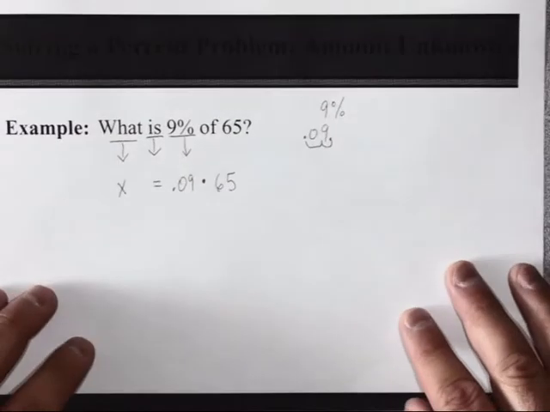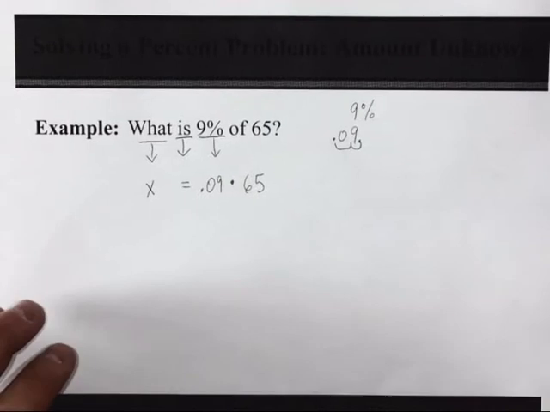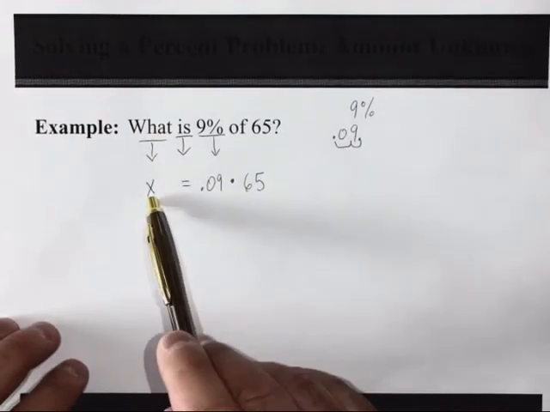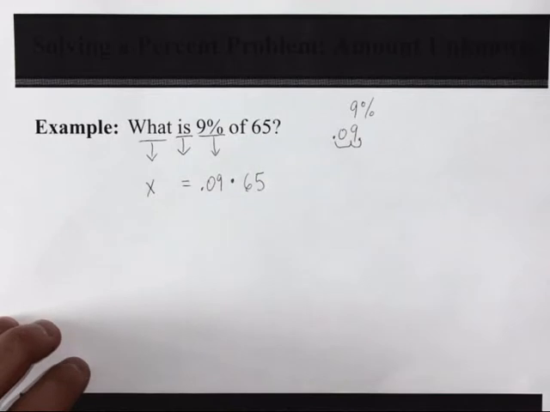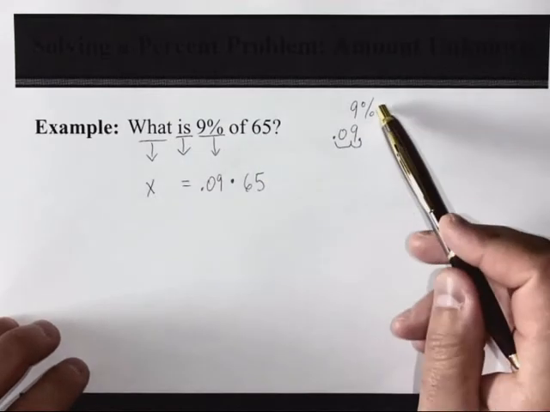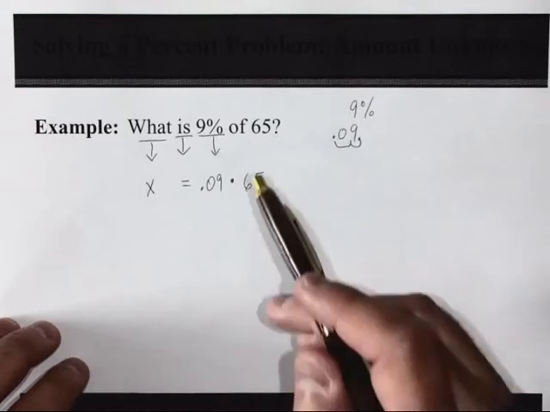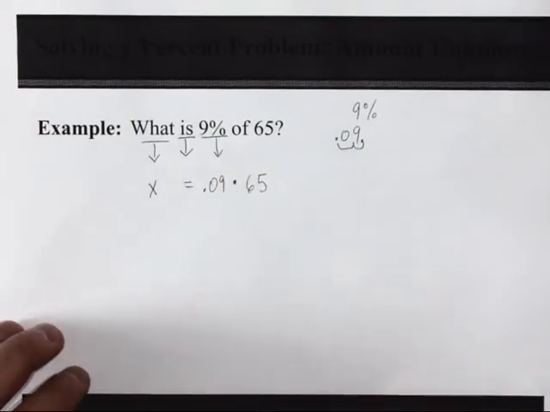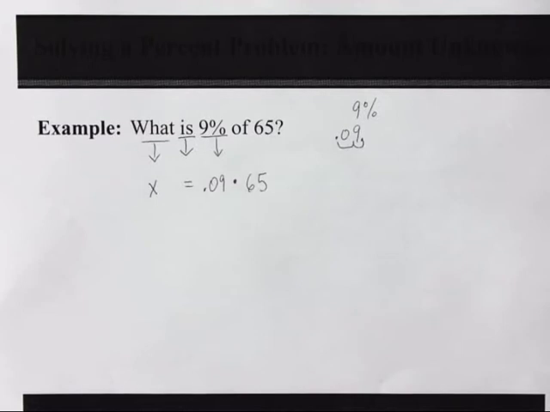So here's an example. What is 9% of 65? So the what is the x, is equals 9%. We want to make that into a decimal. So remember how to do that. 9%, move the decimal 2 places to the left to make the percent into a decimal. Of means multiply, and then 65. So that's going to set up an equation that you would want to then solve for.